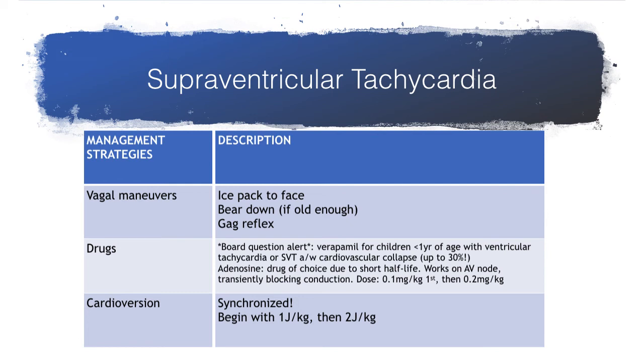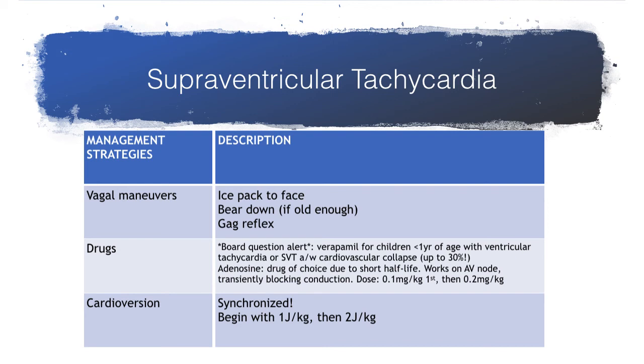But first, let's look at the table and walk through the stepwise approach to managing SVT. In a patient with stable SVT, you can first attempt vagal maneuvers. For the infant, this would include application of an ice bag to the face or inducing the gag reflex using a tongue depressor. In the older child, you can follow commands.